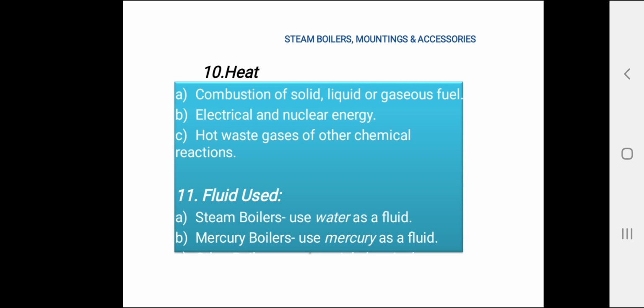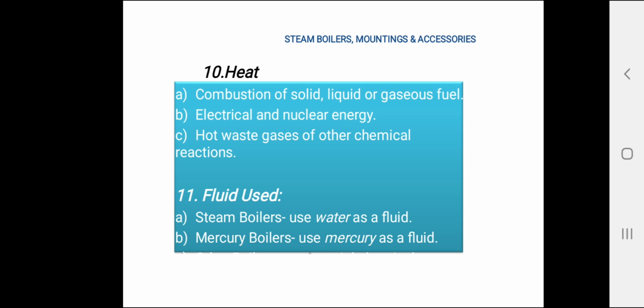Then fluid used. Which fluid are you going to use inside the boiler? For a steam boiler, water is used. Somewhere mercury is used as the initial fluid. Some special chemical fluids may be used. And then that heat is transferred to the water and the water is converted into steam.